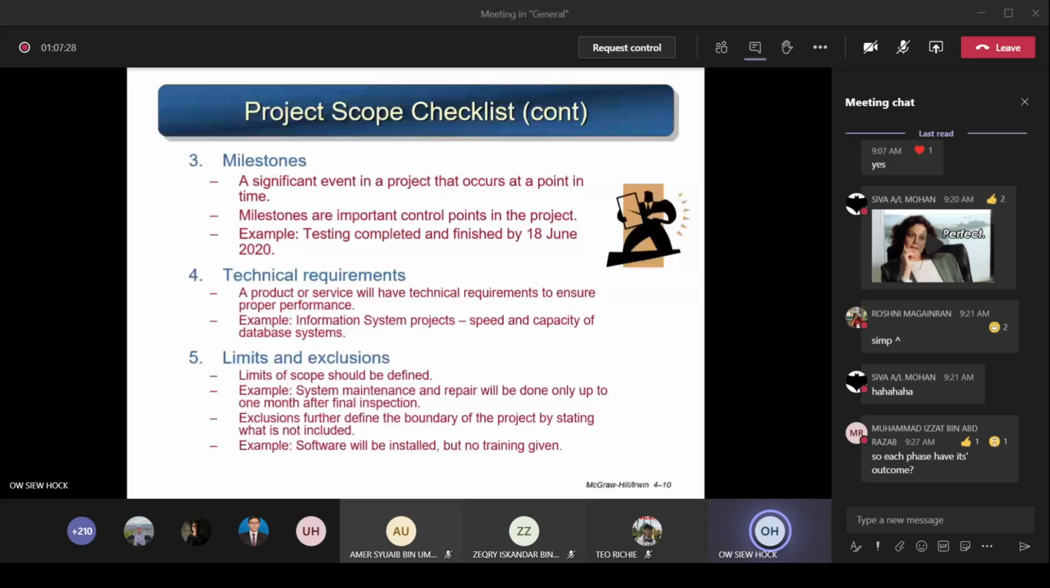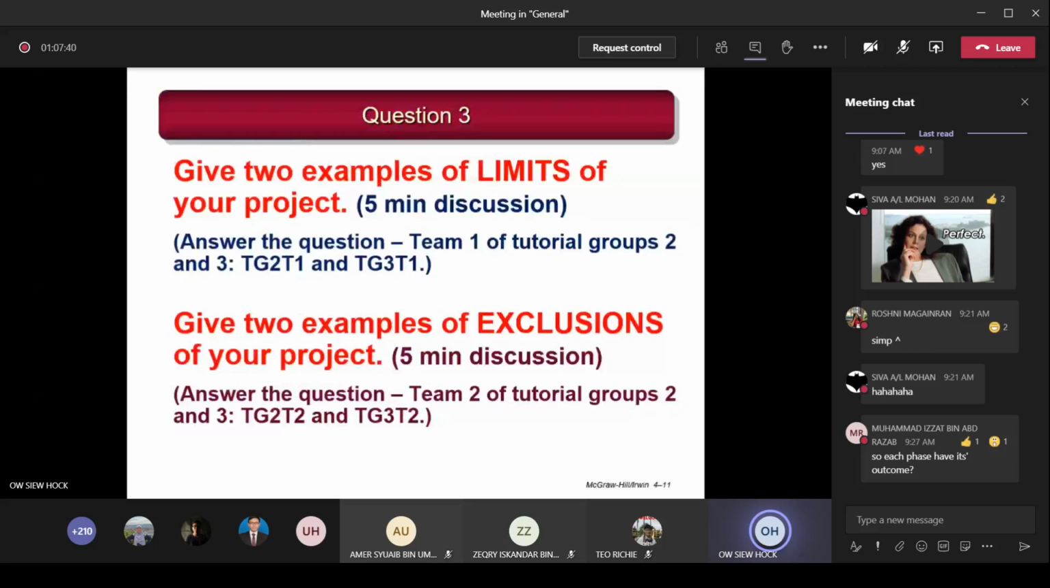Limits means I provide it, but it is limited. There is a certain limit that I set, and beyond this I don't give you. Exclusion means totally don't have. So you see the difference. Now I want the teams to give me the answer: 2 examples of limits for your project and also 2 examples of exclusions. I want answers from TG2 T1 and TG3 T1, and also TG2 T2 and TG3 T2. I give you 5 minutes to discuss and then give me the answers. Okay, the time starts now.